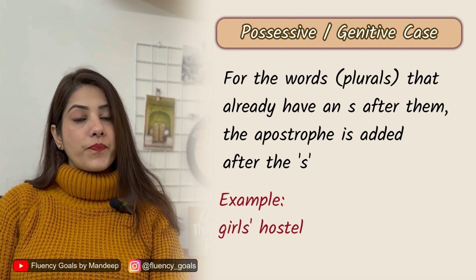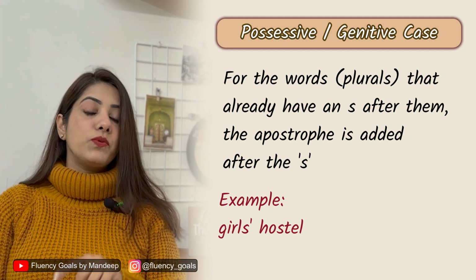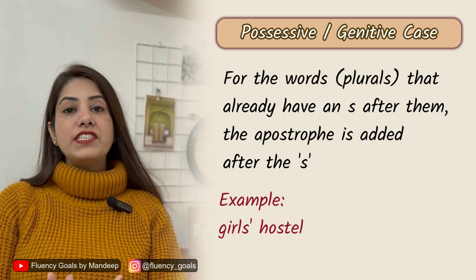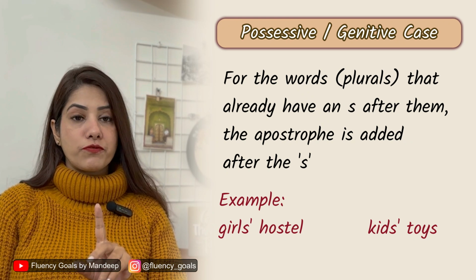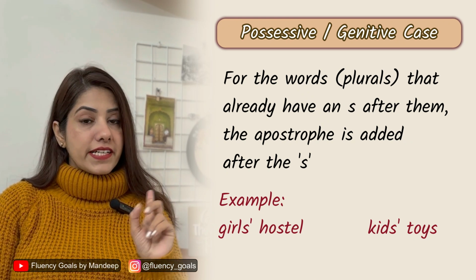Girls' hostel. Here girls is a plural and it already has an S. So we'll add an apostrophe after the S. Girls' hostel. Kids' toys. Instead of adding a double S with an apostrophe, we'll simply add one apostrophe after the S. Kids'.